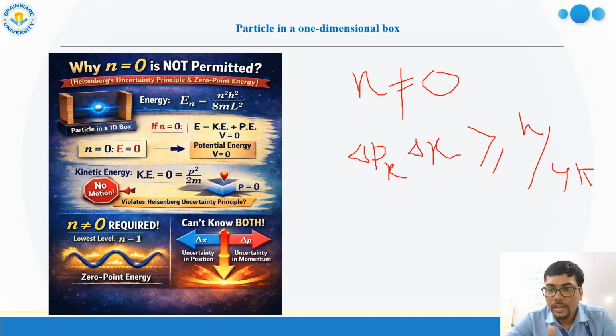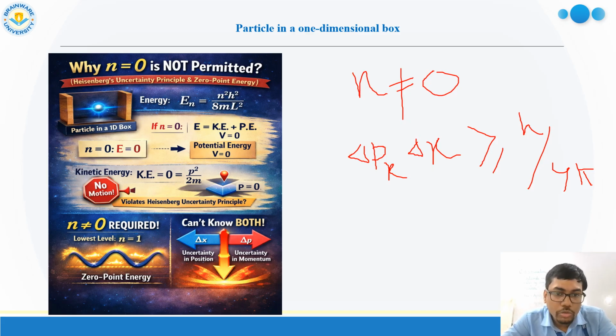And actually according to the Heisenberg uncertainty principle, if I say it in a simple way, you cannot measure position and momentum simultaneously with arbitrary precision. What is the meaning of that? You cannot measure accurately position and momentum simultaneously. There must be some uncertainty, there must be some error.